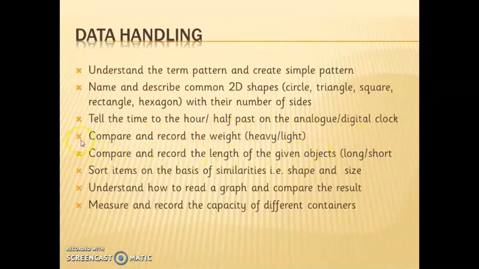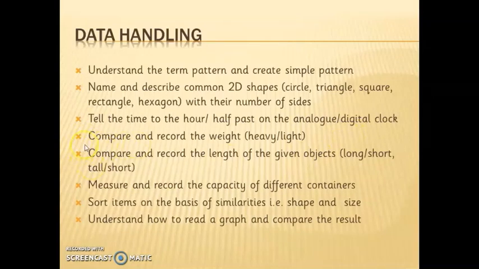With this, we have learned different measurements: how to compare and record the weight, that is heavy and light, along with the length of the given objects, that is long and short, tall and short, and measure and record the capacity of the given containers, which holds more or less liquid.